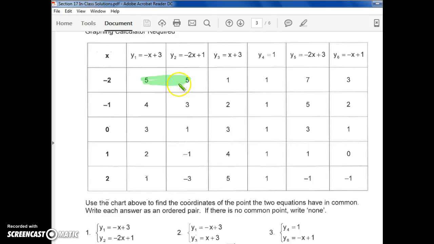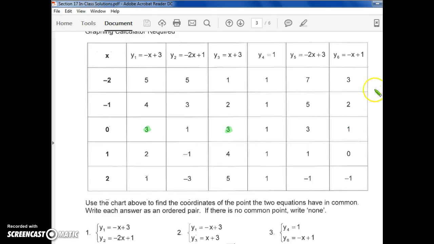And y sub 1 and y sub 3, it's the same idea for that one, except now we're looking at two different equations. We're looking at these two, y sub 1, y sub 3. So we're looking for where they have the same y coordinate, and I see it right here. So then my solution would be a 0 for the input and a 3 for the output, and that's my ordered pair.